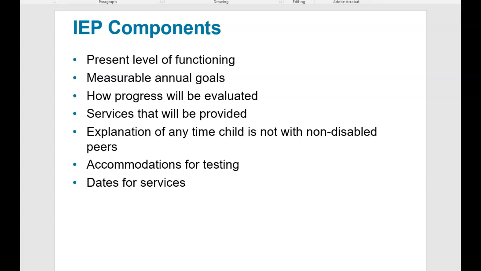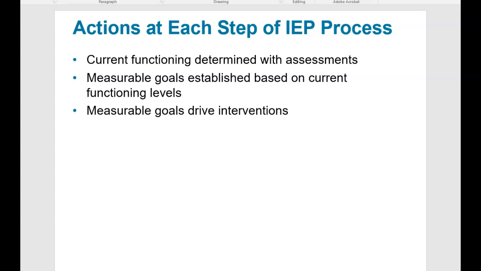IEP components: present level functioning. So kind of where are they now? Measurable annual goals. How are we going to determine if they are making progress? A little hint, a measurable annual goal is not simply Bobby will improve his reading skills. Not measurable. Okay. How will progress be evaluated, and how will that progress be shared with the parents, the caregivers? What special education services will be provided? Is there any time when the child is not with non-disabled peers? Accommodations for testing and dates of services. And again, we will get way more into this in 759.